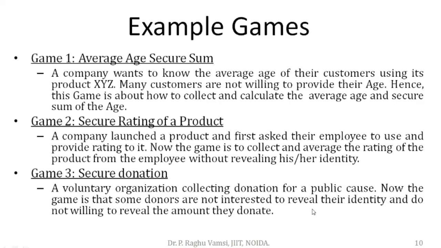and also the amount they donate. In the first case, the customers are ready to give their identity but not the age. In the second game, the employees are willing to give the rating but not interested to reveal their identity. In the third game, the donors are not interested to reveal their identity and also the amount they donate. So how can these particular situations be dealt with? How can these problems be solved?